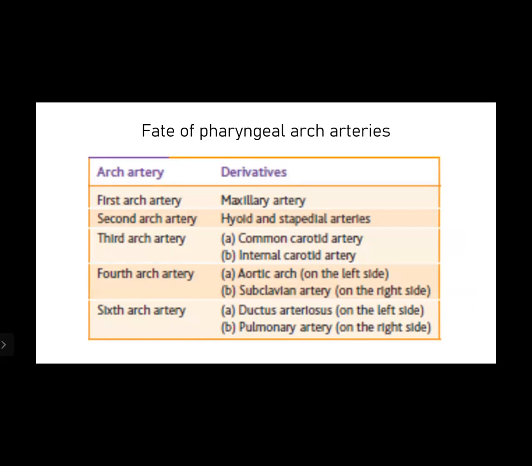And the sixth arch, you have the ductus arteriosus, which again, if it persists after birth, is called patent ductus arteriosus. So that's a developmental anomaly, a cardiac developmental anomaly, which you will learn. Yeah, and it also gives rise to the pulmonary artery, which is on the right side. So there's a difference between what you have on the left and on the right. Okay.